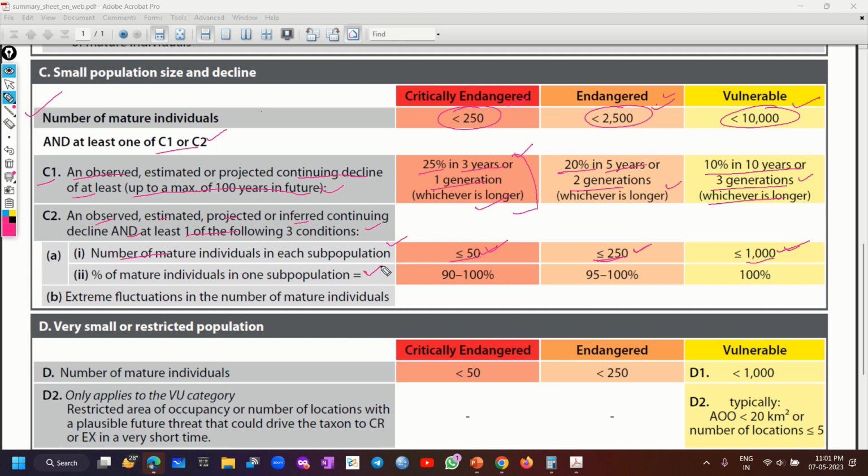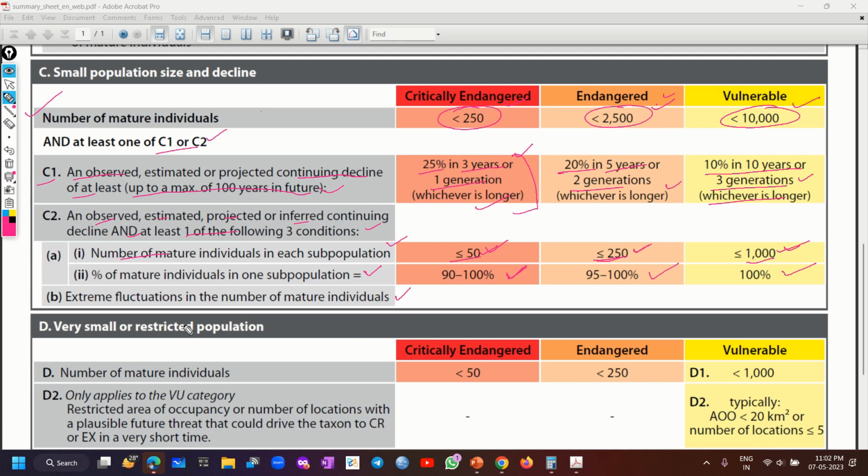Percent of the mature individuals in one subpopulation. Okay, so the first is talking about each subpopulation, and the second is talking about one subpopulation. Out of them, only one. So if we calculate any one, then we will see that 90 to 100% of the mature individuals in one subpopulation are seen, observed, estimated, projected, or inferred to be continuing decline. At least one of these conditions. So 90 to 100% is critically endangered, 95 to 100 then endangered, and 100 then vulnerable. Extreme fluctuation in the number of mature individuals.